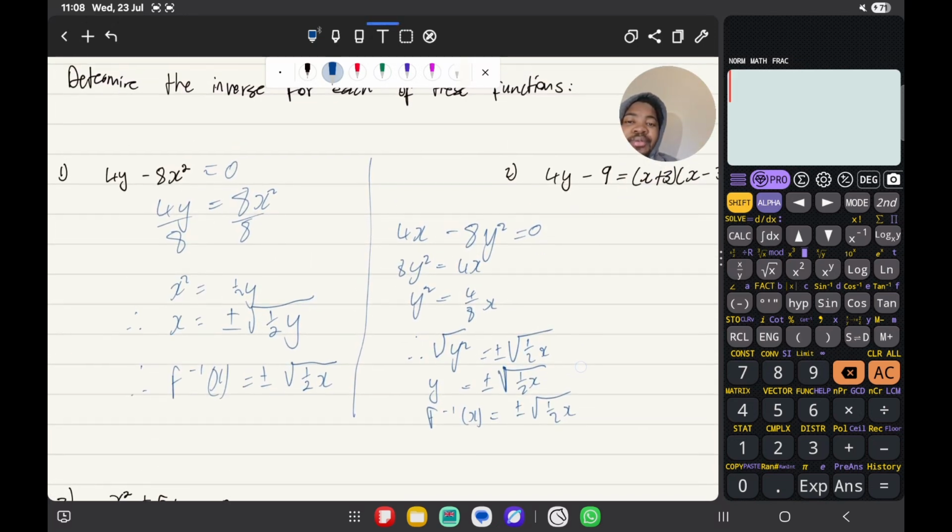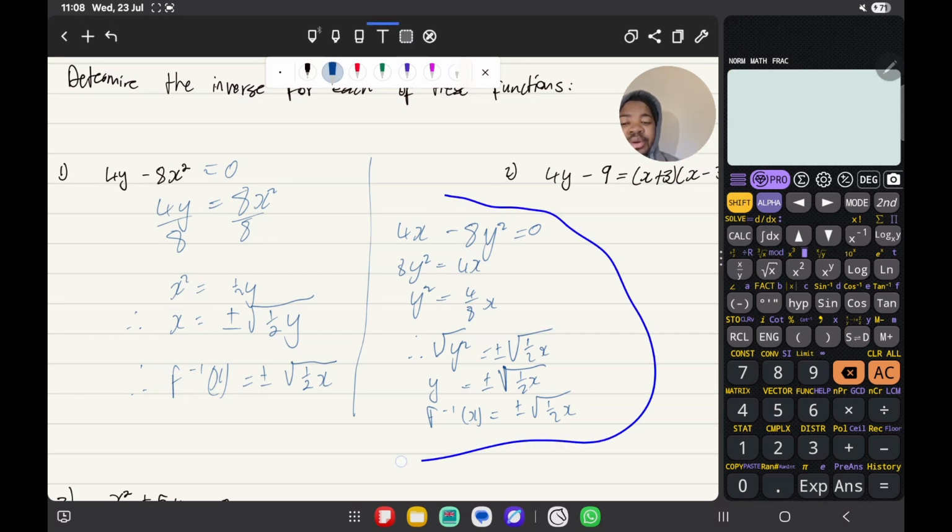And just like this, you have found the inverse function of the parabola. And something I want to show you guys about the parabola.